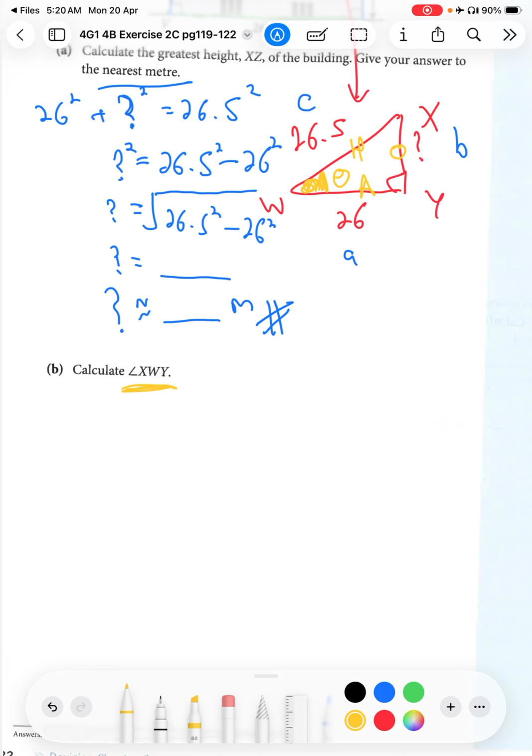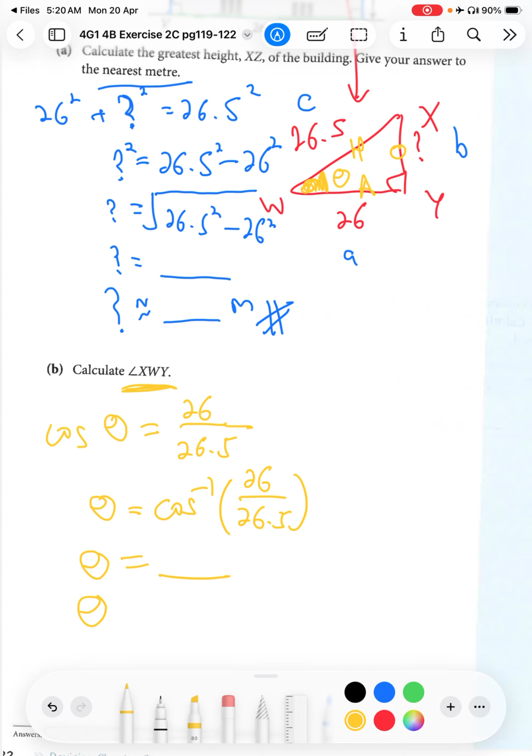A and H will be cosine. Cosine theta will be 26 over 26.5. You bring the cosine over, shift cosine, get cosine inverse of 26 over 26.5. You get the answer, and you round off to 1 dp.